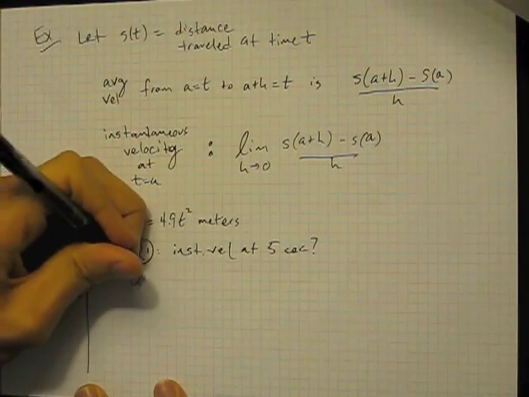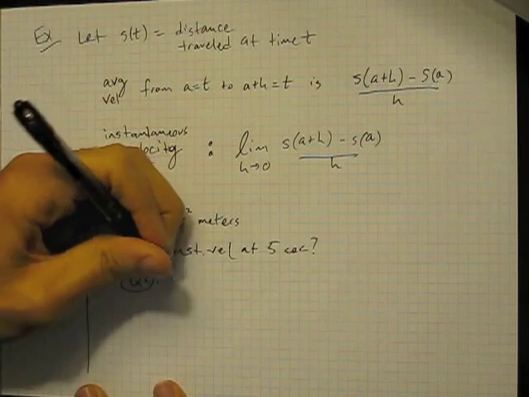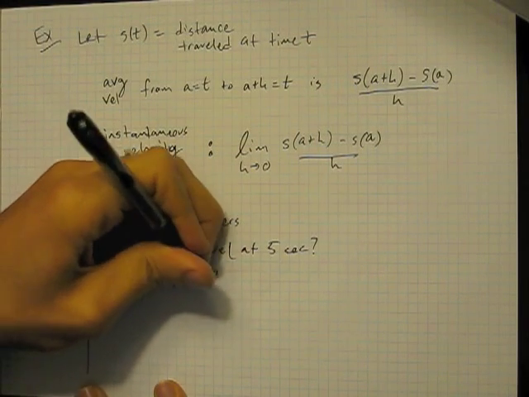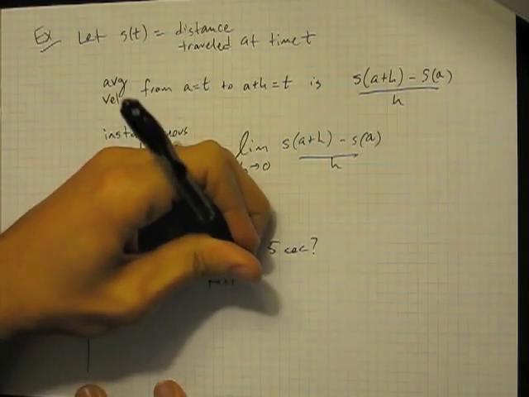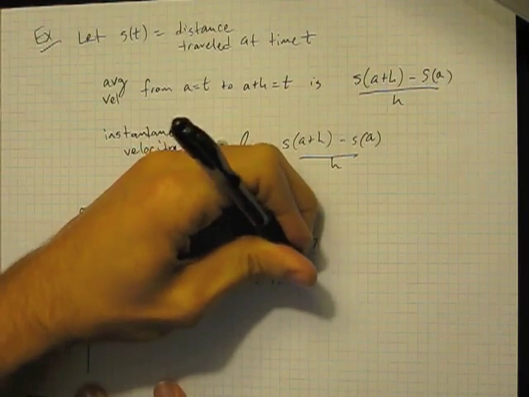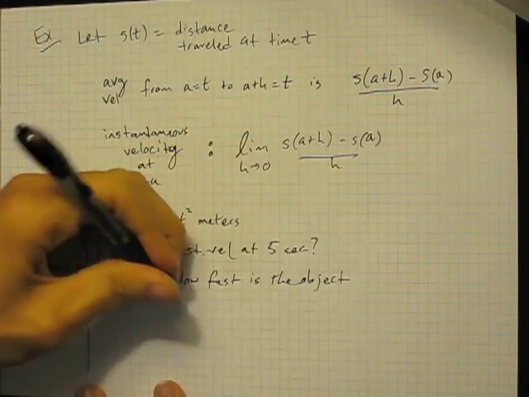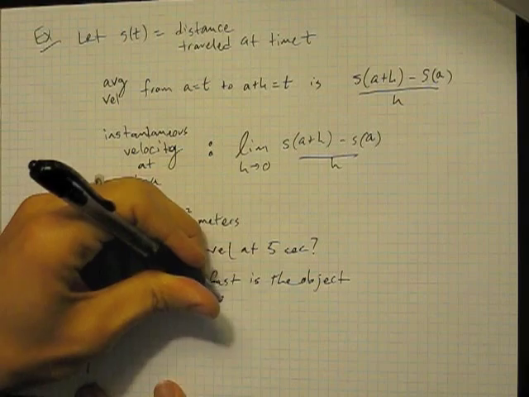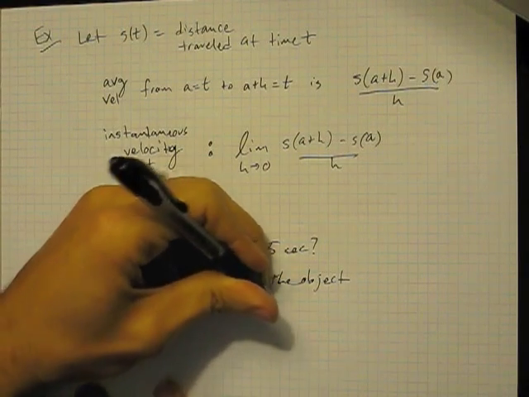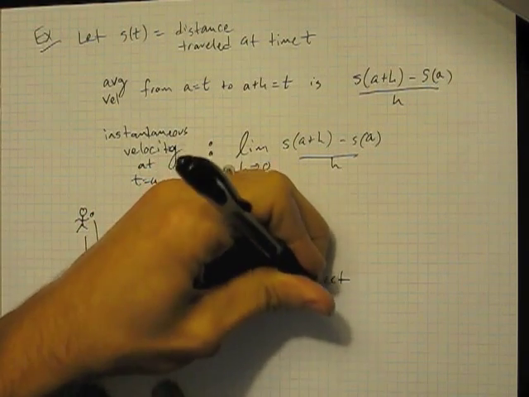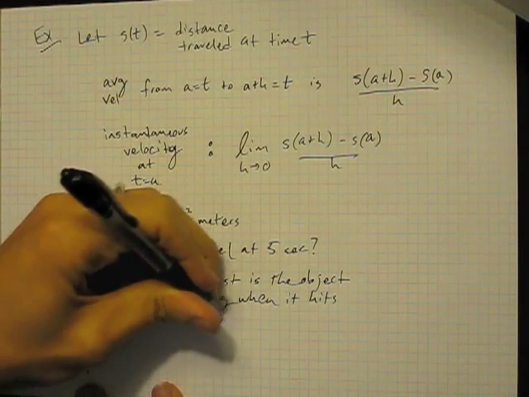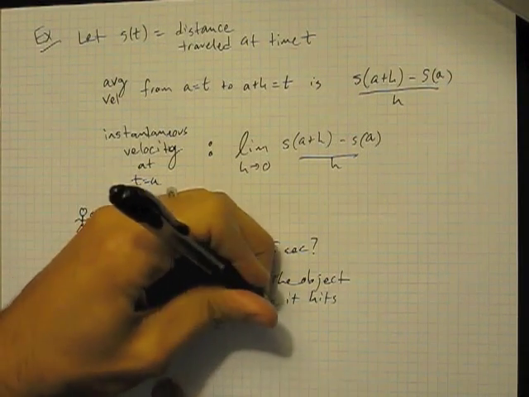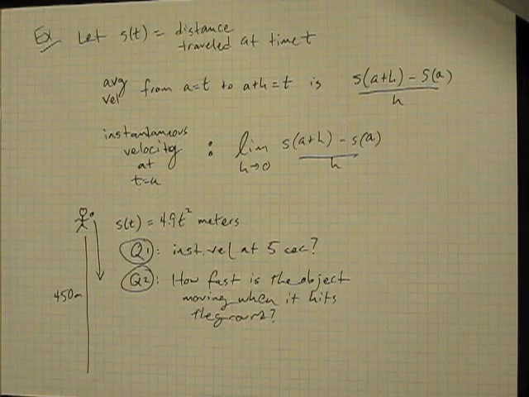Okay, and then question 2, how fast is the object going when it hits the ground? Okay, so two questions here.